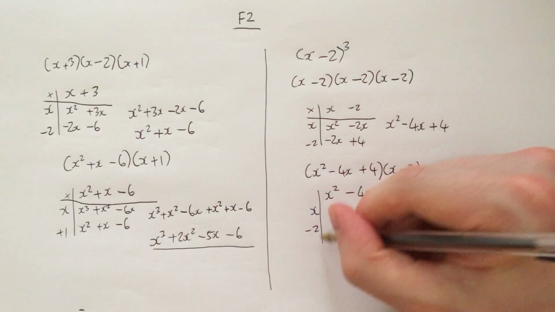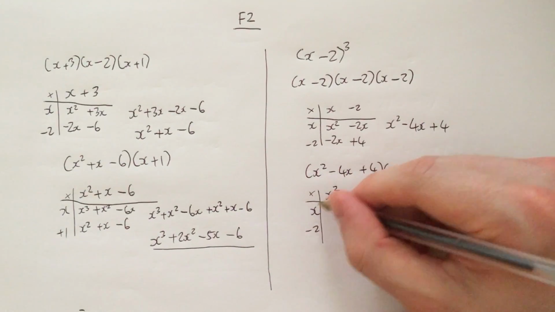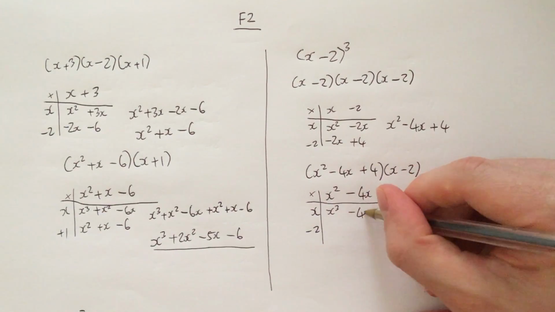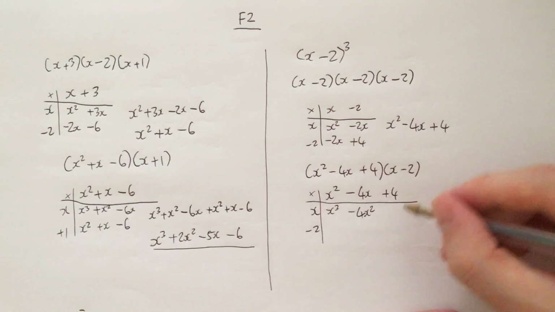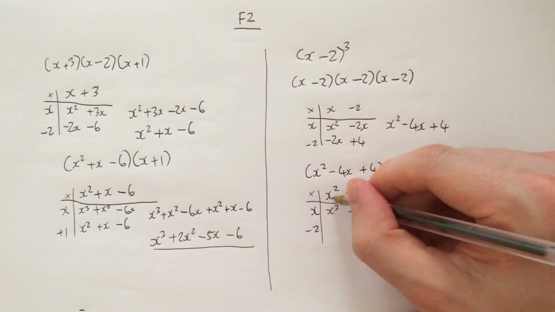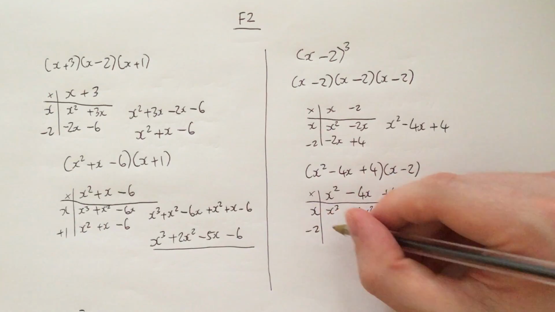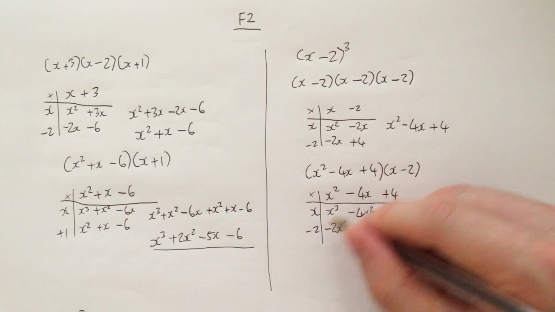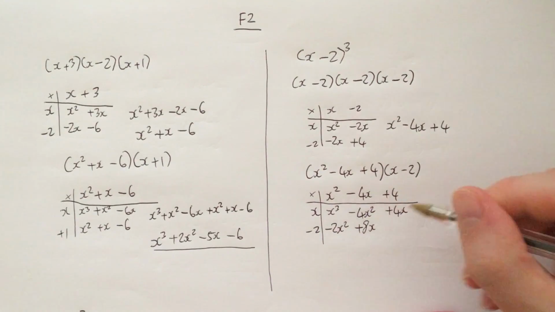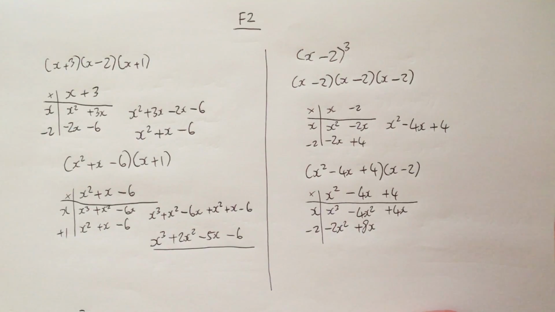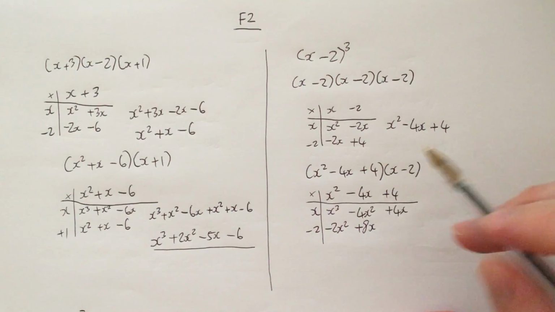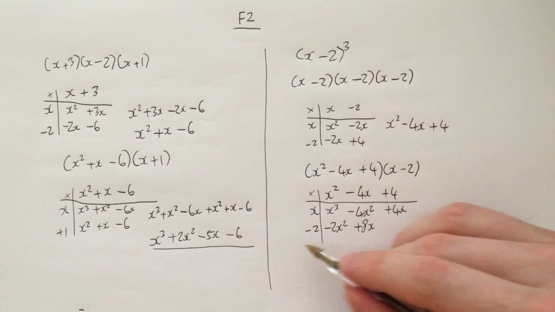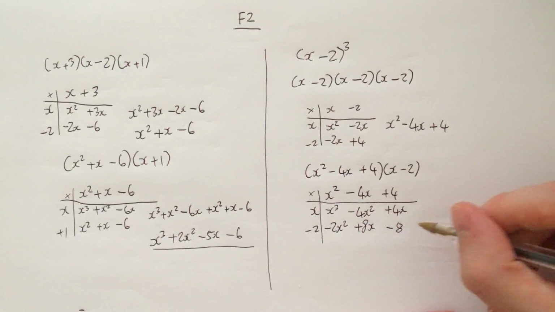X minus 2. X squared times x is x cubed. Negative 4x times x is negative 4x squared. Positive 4 times x is plus 4x. X squared times negative 2 is negative 2x squared. Negative 4x times negative 2, be careful here, is positive 8x. So many mistakes can be made there. Please make sure it's not you making those mistakes. Negative 4 times negative 2 is positive 8. And then positive 4 times negative 2 is negative 8.